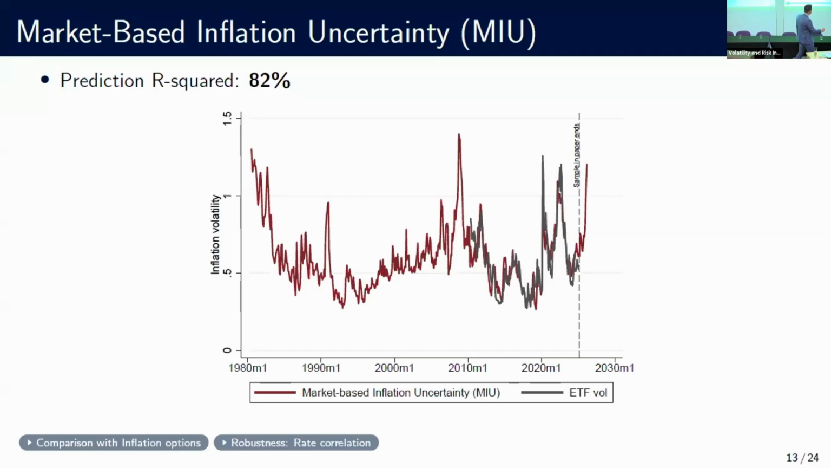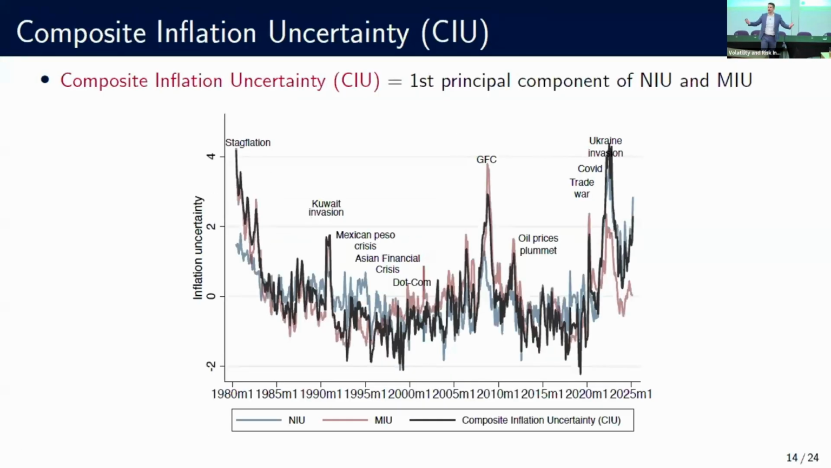So here, over this period, 2010, we have both the ETF vol as well as the commodity-based vol, and you see that the two lines really align, right? You see in particular here, this is the Iran war, there's this huge spike in inflation volatility. So here's how this looks over the full time series starting in 1980, right?